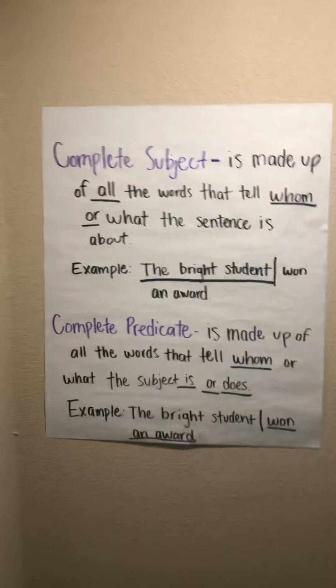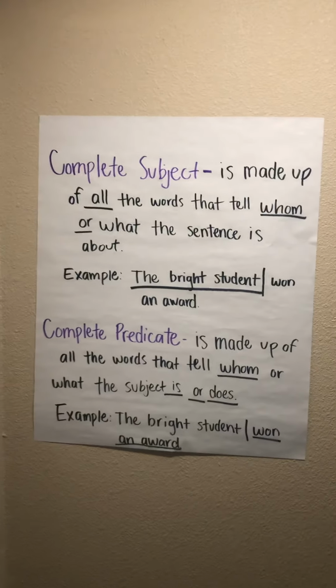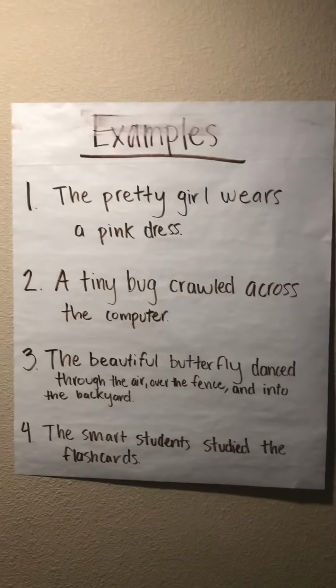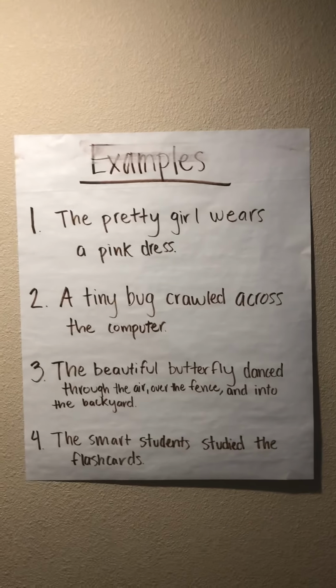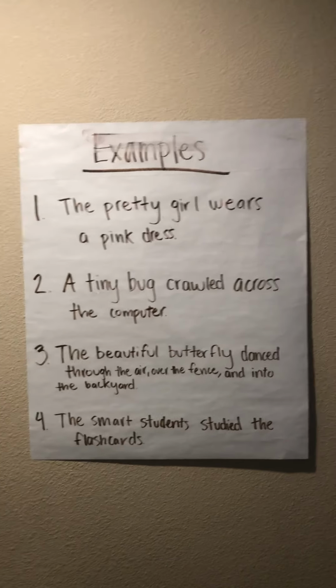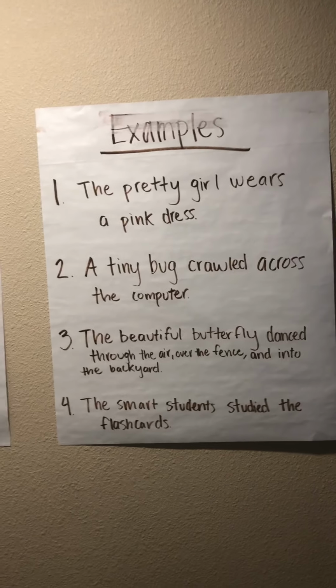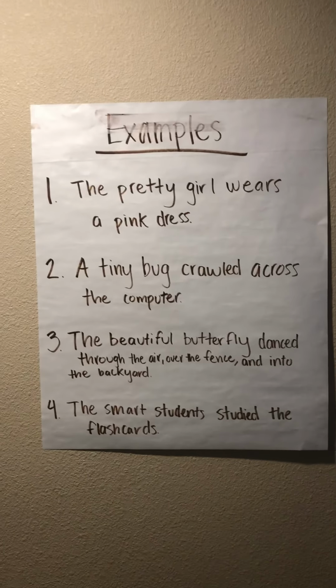Okay, so now that we have gone over what a complete subject and what a complete predicate is, now let's do about 4 sentences. I say about, but I only have 4 for you guys for this video. The rest are going to be located on the choice board for this week. So let's do 4 together. That way when you get to the choice board, you know exactly what to do.